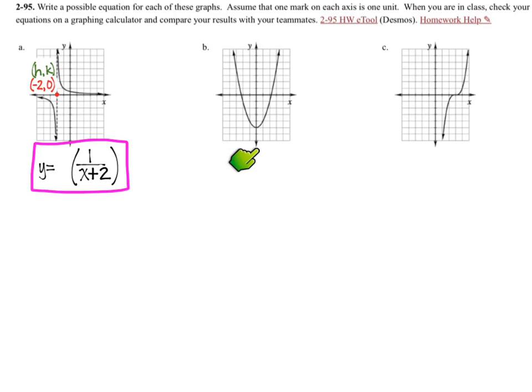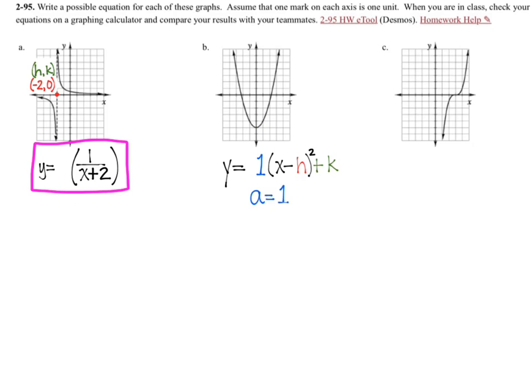Let's look at part B. This part B, we look at this, we've got a parabola, so that's quadratic. So I write the standard form of that quadratic with my parameters a, h, and k. I'm going to try to figure out what my parameters are by looking at this graph. Well, I look at the vertex right here, and I notice that when we go over 1 to the right, we're going to go up 1 unit. Since we go up 1 unit, that's what my a is. So I'm going to replace that a with a 1.